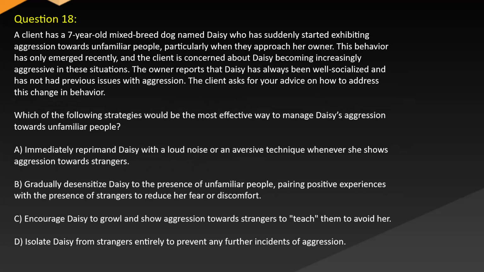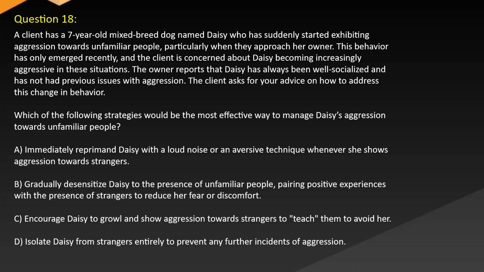Question 18. A client has a 7-year-old mixed breed dog named Daisy who has suddenly started exhibiting aggression towards unfamiliar people, particularly when they approach her owner. This behavior has only emerged recently, and the client is concerned about Daisy becoming increasingly aggressive in these situations. The owner reports that Daisy has always been well socialized and has not had previous issues with aggression. The client asks for your advice on how to address this change in behavior. Which of the following strategies would be the most effective way to manage Daisy's aggression towards unfamiliar people?